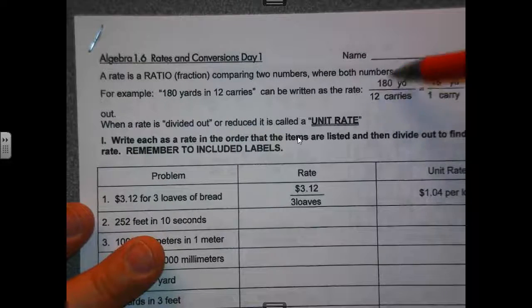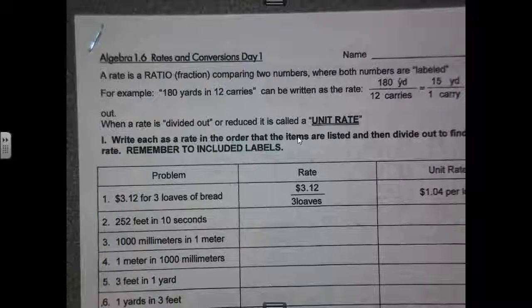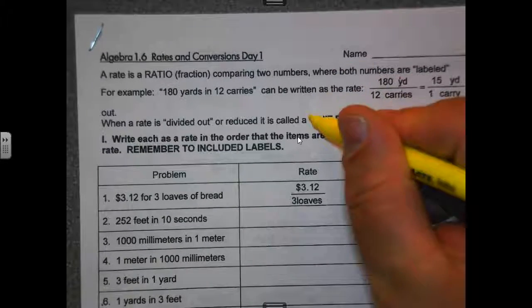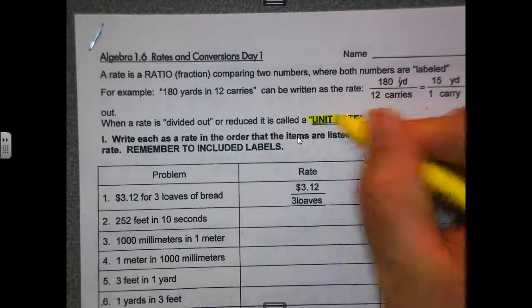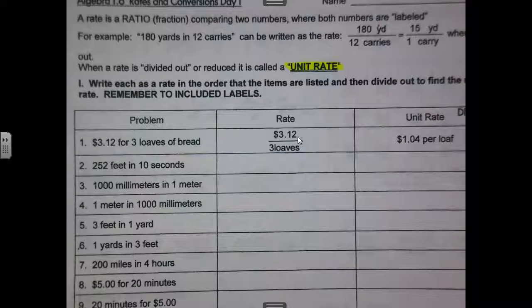So you can actually put this in a calculator. 180 divided by 12 is going to be 15 yards per carry. The way we say it verbally. And that's what this is saying. When you divide it out, reduce it, that's what you get. Important concept because you're going to be doing this later.